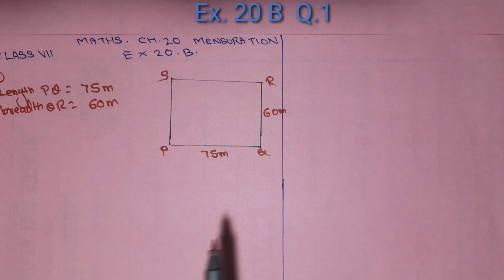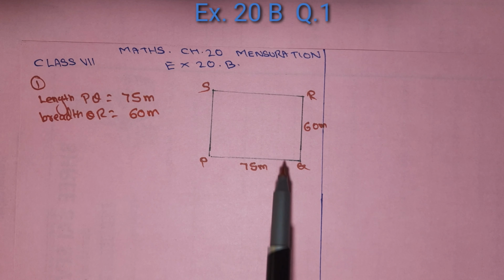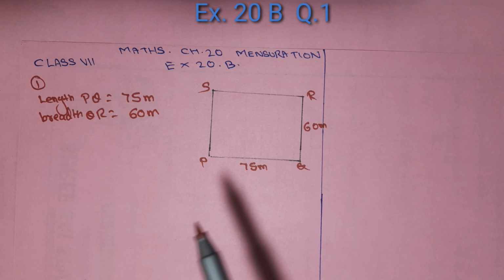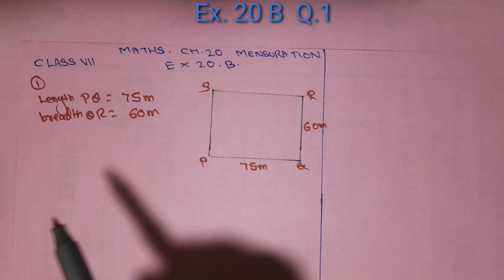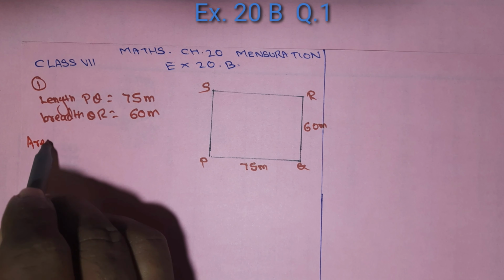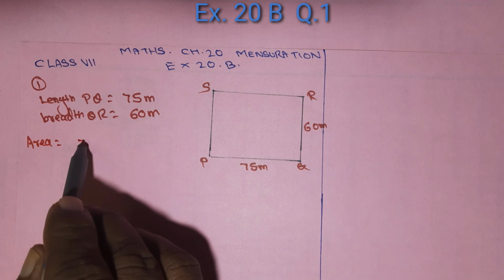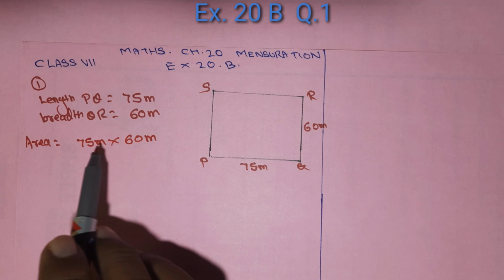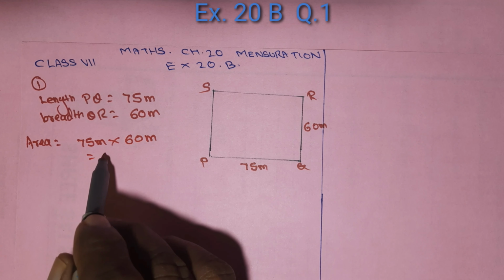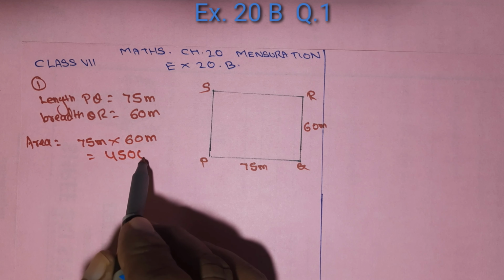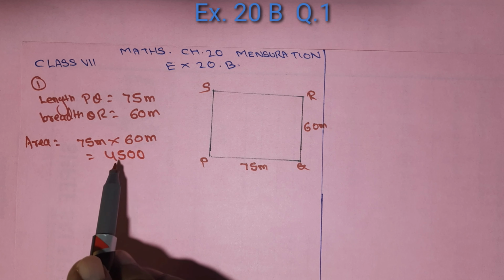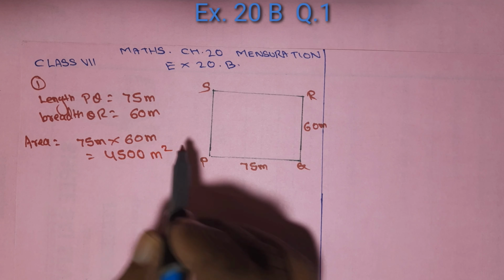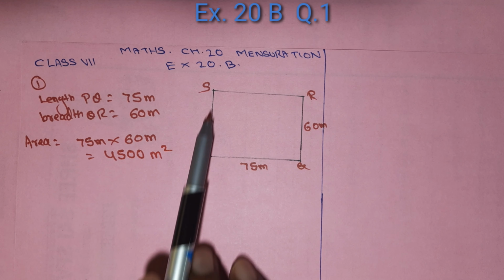Now whenever we get length and breadth, immediately we have to find out the area. So what will be the area? Area of a rectangle is nothing but length into breadth. So area is equal to length into breadth. So we will write 75 meter into 60 meter. If you multiply both, we will get 4500. Meter into meter is meter square. So this is the area of the complete block.